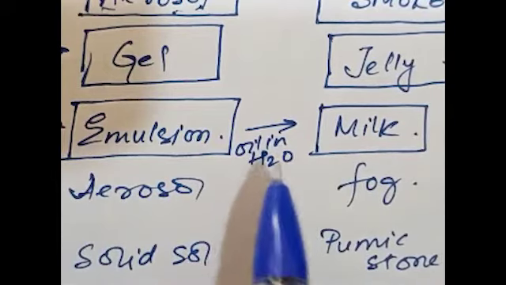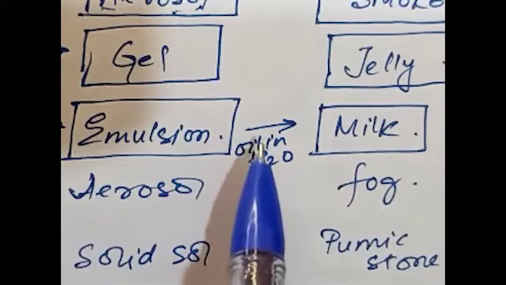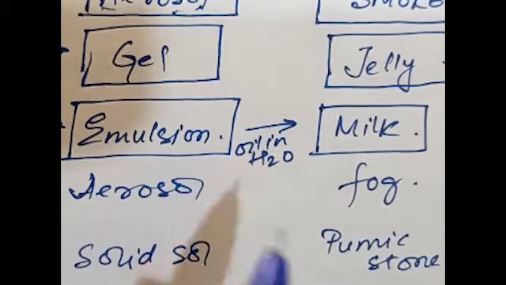Water is a liquid. Oil may have, the oil particle may have size between 1 to 1000 nanometer.